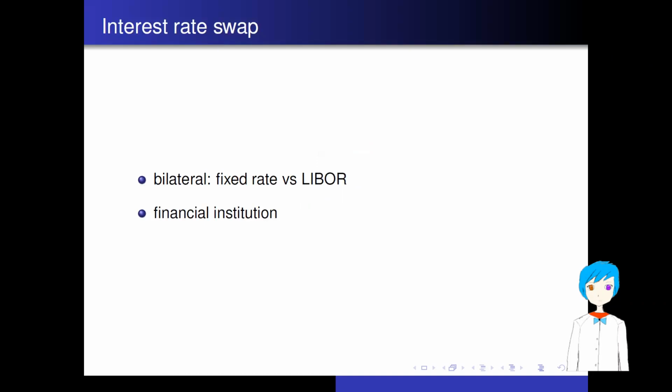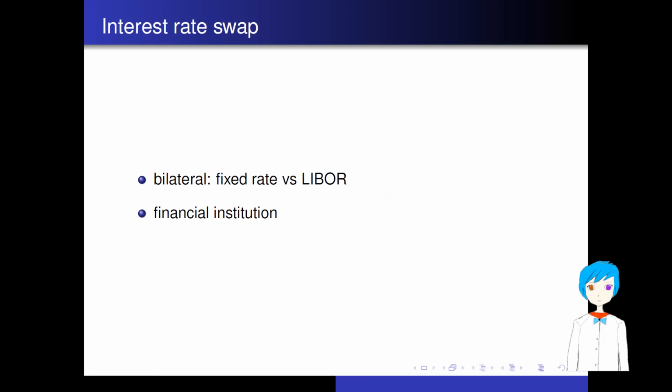So first we have the interest rate swaps. First we have the bilateral swaps, in which one party pays a fixed interest rate and receives LIBOR, while the other party pays LIBOR and receives a fixed interest rate.